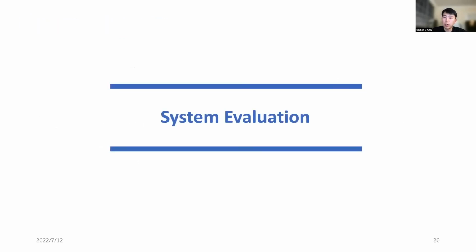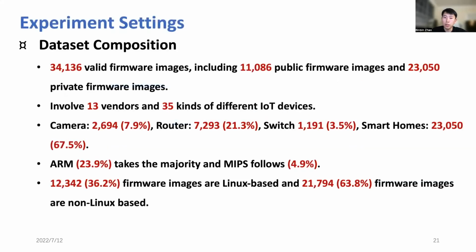Next, we design several experiments to evaluate FirmSec. We first give an overview of our dataset. Our dataset has 34,000 valid firmware images, including 11,000 public firmware images and 23,000 private firmware images. It involves 13 vendors and 35 kinds of different IoT devices.